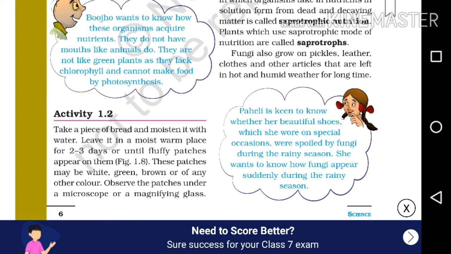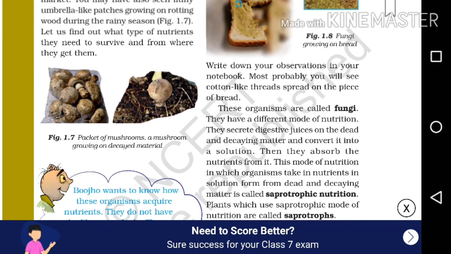Activity 1.2. Take a piece of bread and moisten it with water. Leave it in a moist, warm place for 2 to 3 days or until fluffy patches appear on them. These patches may be white, green, brown or of any other color. Observe the patches under a microscope or a magnifying glass. Write down your observation in your notebook. Most probably, you will see cotton-like threads spread on the piece of the bread.